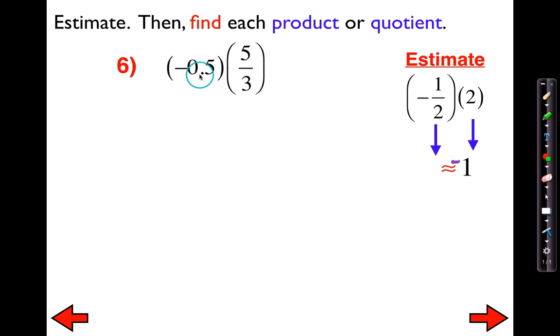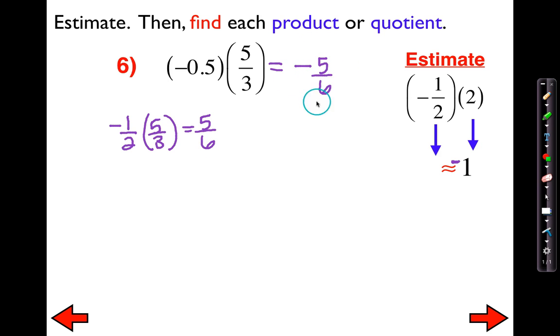Okay, so here I would first turn everything into fractions. I would say, okay, this is negative 1/2. So I'll write negative 1/2 times 5/3. Now here, I'm going to check if I can cross reduce, which I can't. And right away, before I forget, a negative times a positive is a negative. Don't want to lose sight of that. I'm just going to multiply straight across, and I'm going to get 5/6. Is a negative 5/6 pretty close to negative 1? The answer is yes, so that's a good sign.